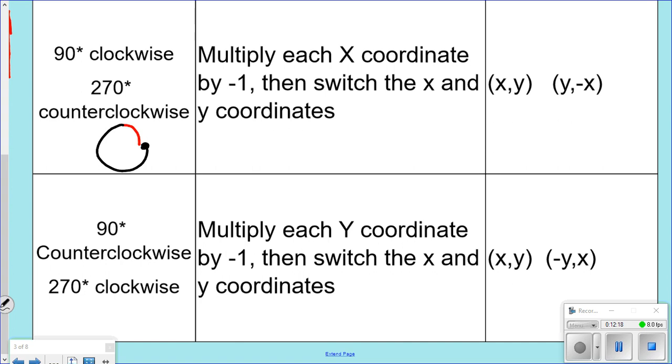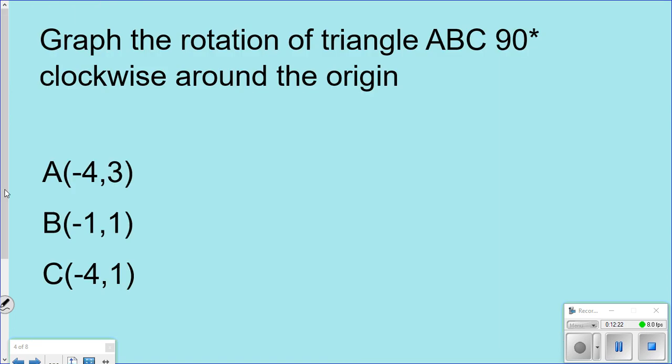Can we practice? Okay, let's practice rotating around the origin. So this is how it's going to look. It says graph the rotation of triangle ABC 90 degrees clockwise around the origin. So this is where you go back to your table and you say, okay, 90 degrees clockwise. What is my rule for 90 degrees clockwise?